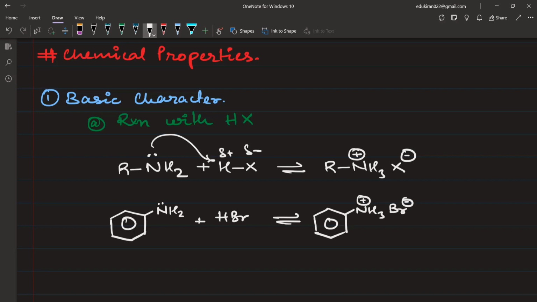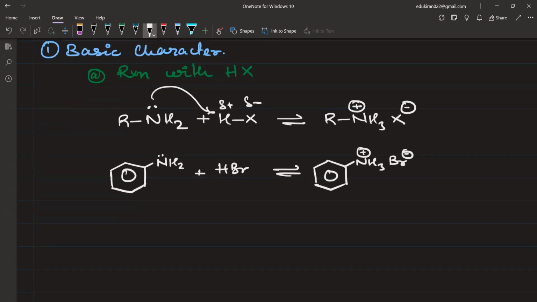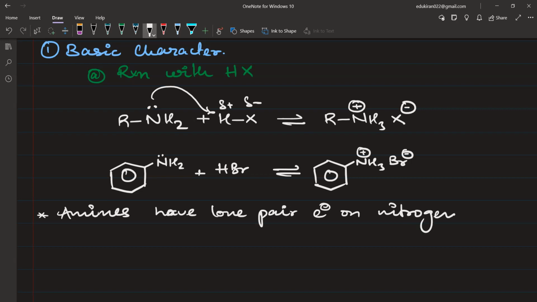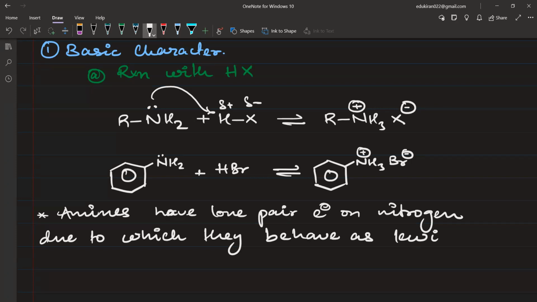So why are amines behaving as a base? They are abstracting the hydrogen, so they are behaving like a base. These are behaving as a Lewis base because they are not giving OH negative. They are donating electrons and abstracting the H plus ion. That is why it is a base. Please write: amines have a lone pair of electrons on nitrogen, due to which they behave as a base.